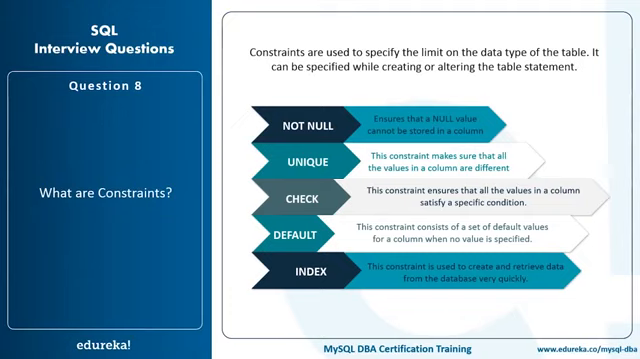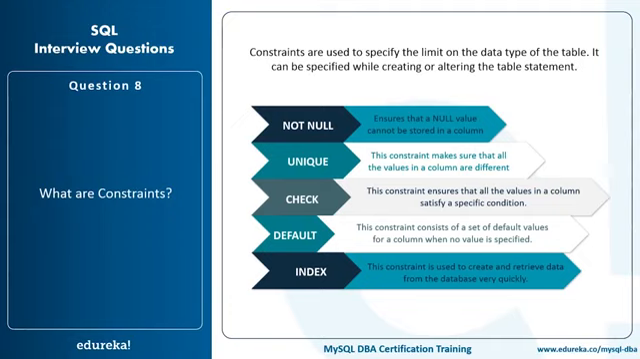Now moving on to the next constraint, that is the check constraint. The check constraint ensures that all the values in a column satisfy a specific condition. So if you have a condition and you need to make sure that only the values which satisfy the condition are stored in the column, then you can use this particular constraint.